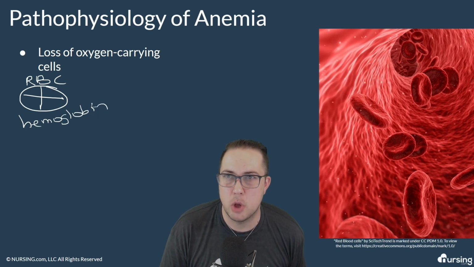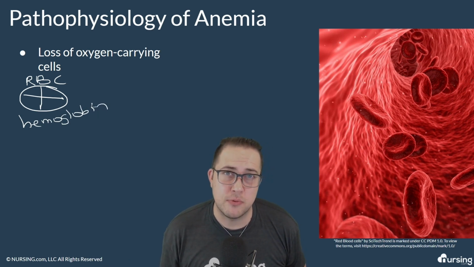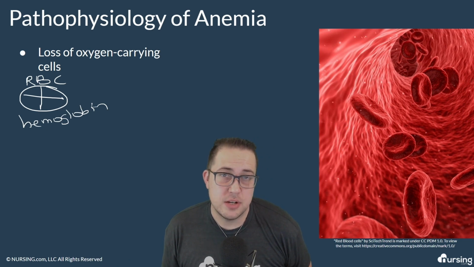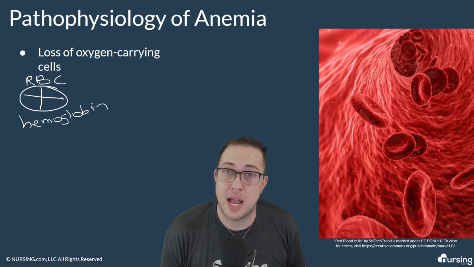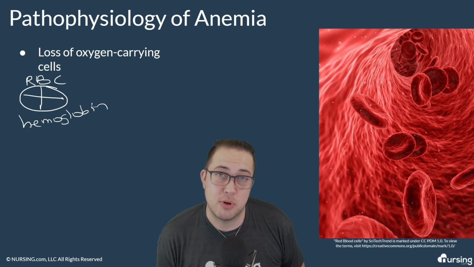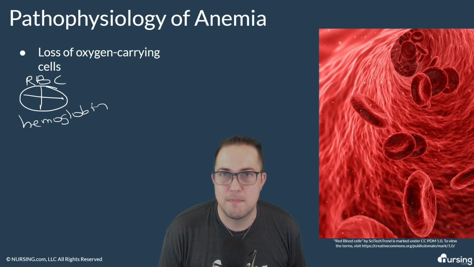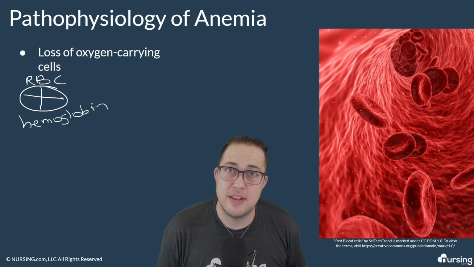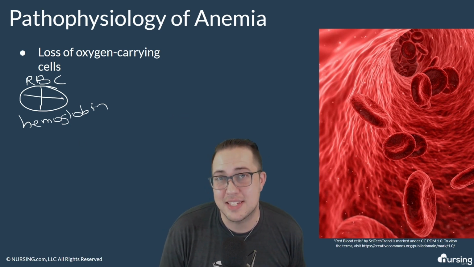There are 4 hemoglobin molecules, and you will remember that hemoglobin is what is directly responsible for binding to oxygen to then carry this fresh oxygen to all the rest of the tissues and organs of the body, as well as binding to carbon dioxide to carry this waste product away from our tissues and organs to then be exhaled by the lungs. So in anemia, we have an overall loss of red blood cells, of these oxygen carrying cells.